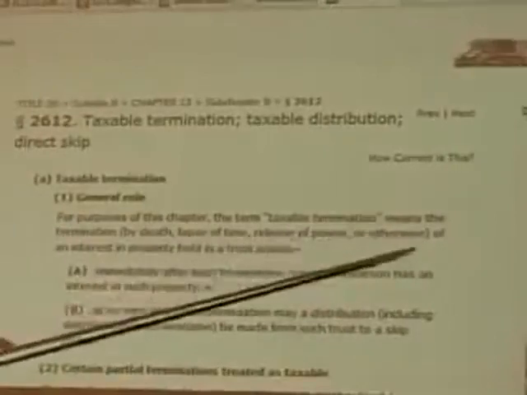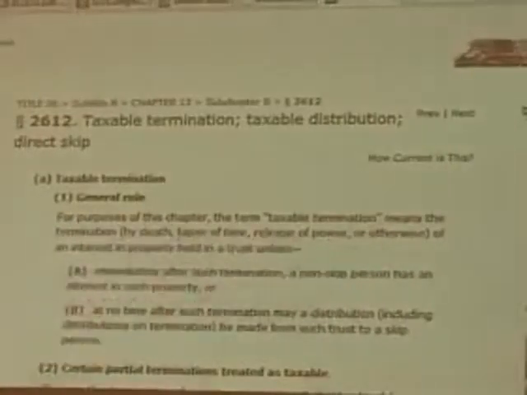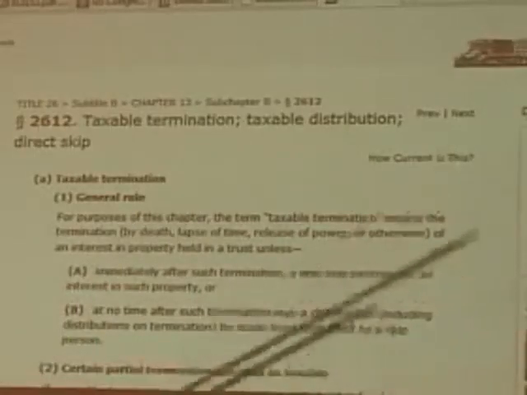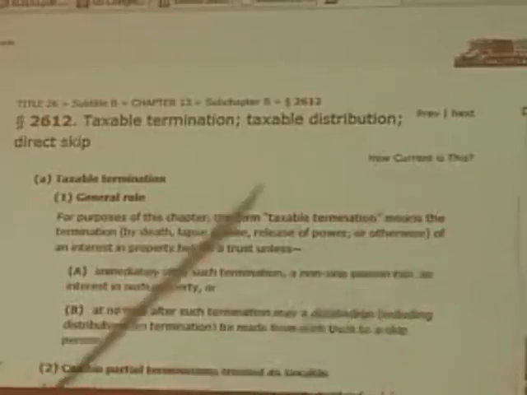Okay, let's go to 2612. Okay, what is a taxable termination? This is Title 26, Section 2612. For purposes of this chapter, the term taxable termination means the termination by death, lapse of time, release of power or otherwise of an interest in property held in trust. Isn't that what you're doing at closing? Doesn't it say in your deed of trust that you're transferring all right, title, and interest in the below described property to the lender? Isn't that a taxable termination at closing?